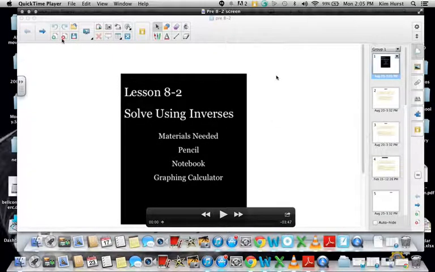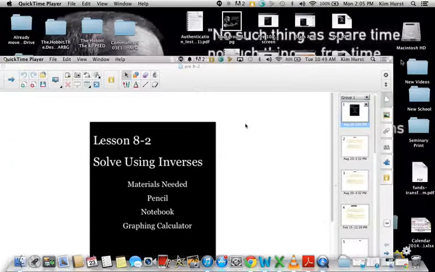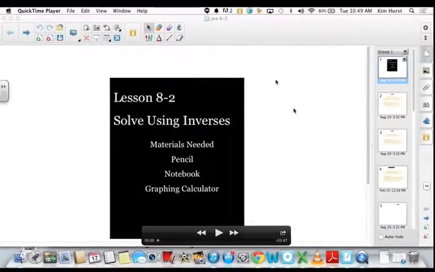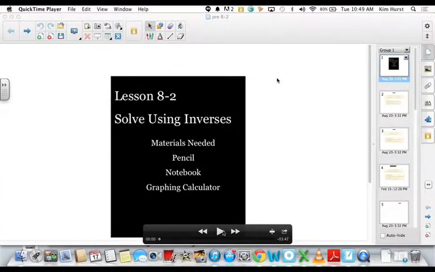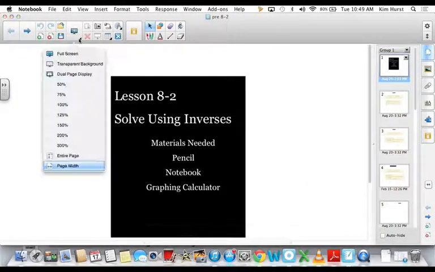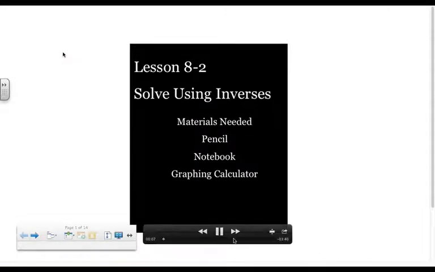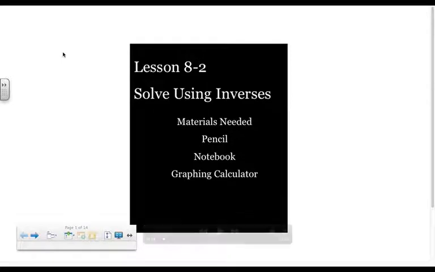Okay, so today we're going to start Unit 8. I'm going to start with Lesson 8.2 because 8.1 was in Unit 7. So if you remember the very end of Unit 7 with 8.1, we learned how to solve trig functions, and we used graphs to solve them. We're going to learn something about inverse functions to solve trig functions now.